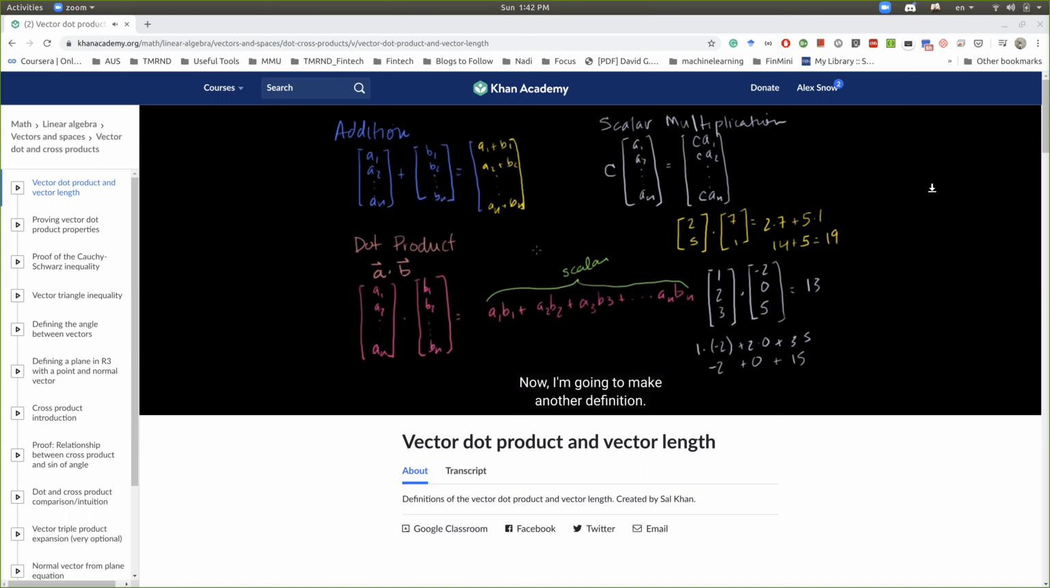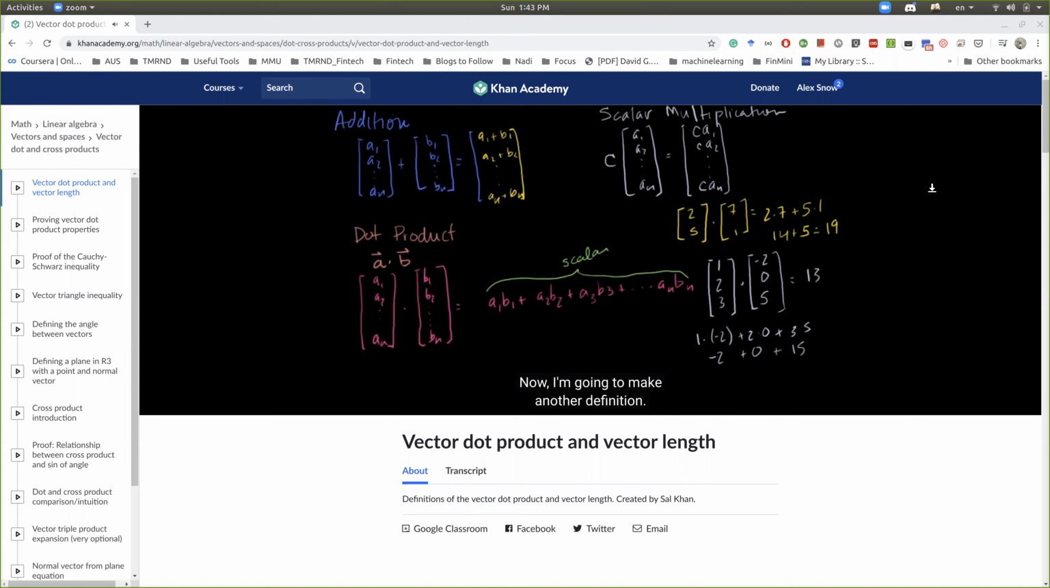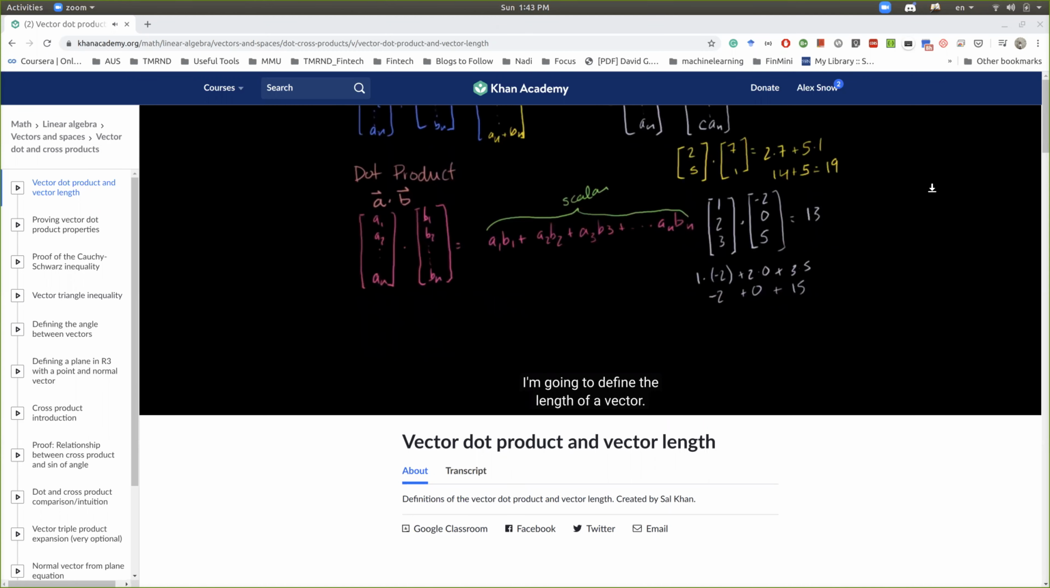Now I'm going to make another definition. I'm going to define the length of a vector. And you might say, Sal, I know what the length of something is.